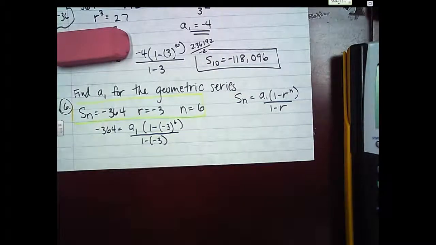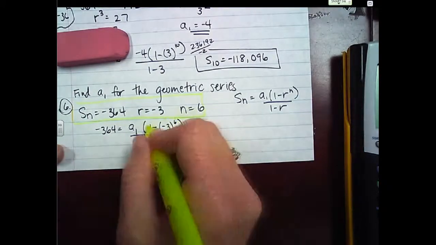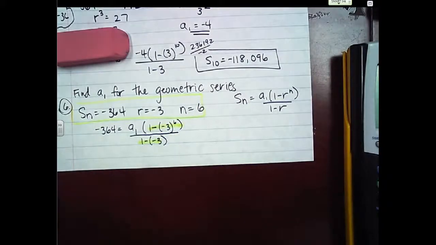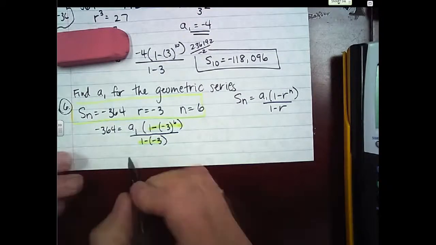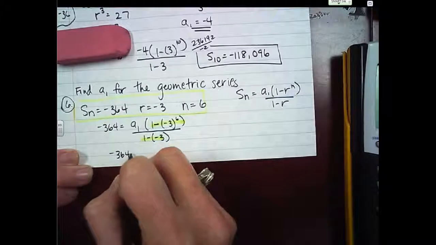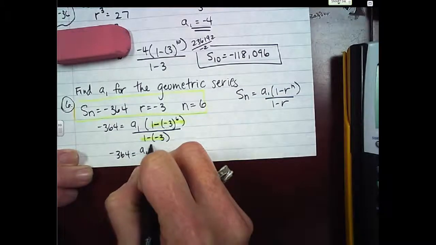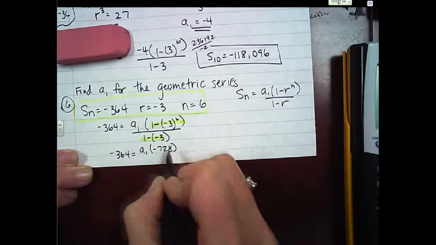Like I said before, it's not going to be plugging it in where you're going to struggle. It's going to be your algebra and calculator skills. So I would clean this part up, guys, and then rewrite it and make it a little simpler. So negative 364 equals A1 times negative 728 divided by 4.